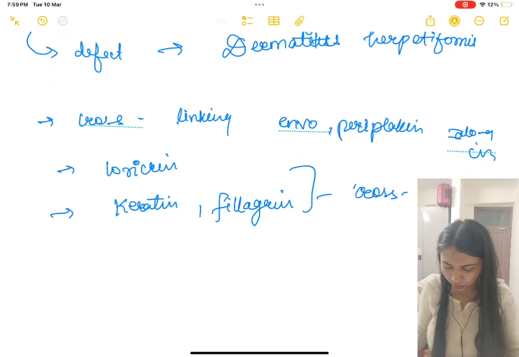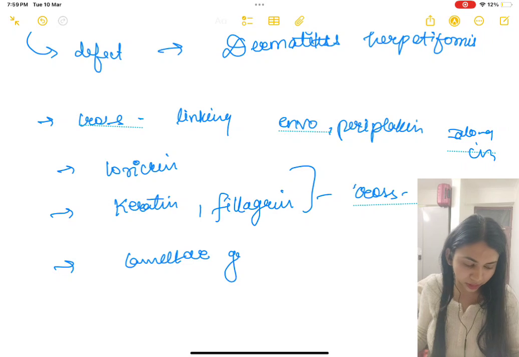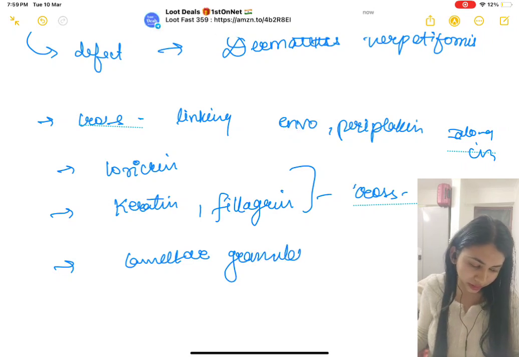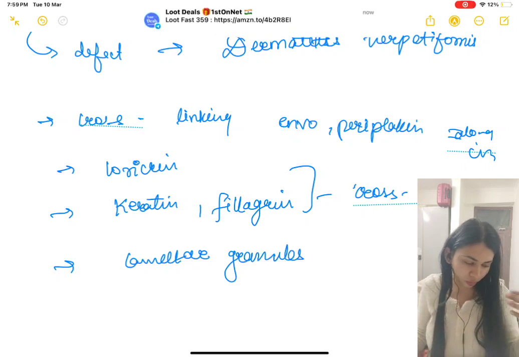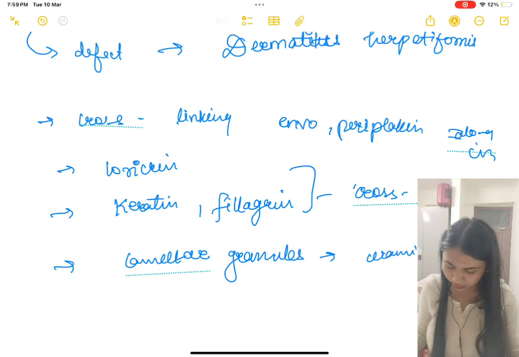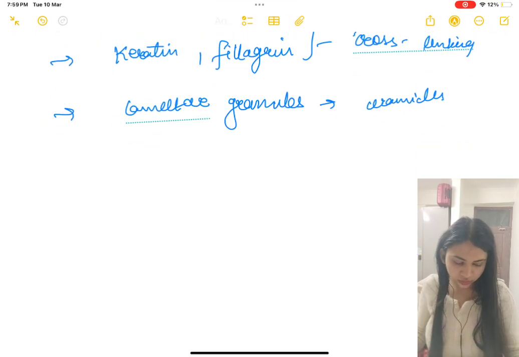Also lamellar granules. Lamellar granules will be formed and extruded into the extracellular space. Lamellar granules contain ceramide, so they come between the stratum corneum and stratum granulosum, and then they extrude their contents, which are mainly ceramides. So this was your stratum granulosum.